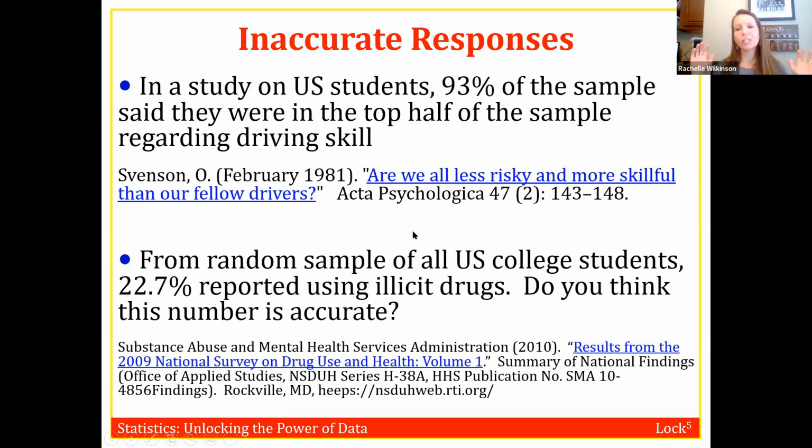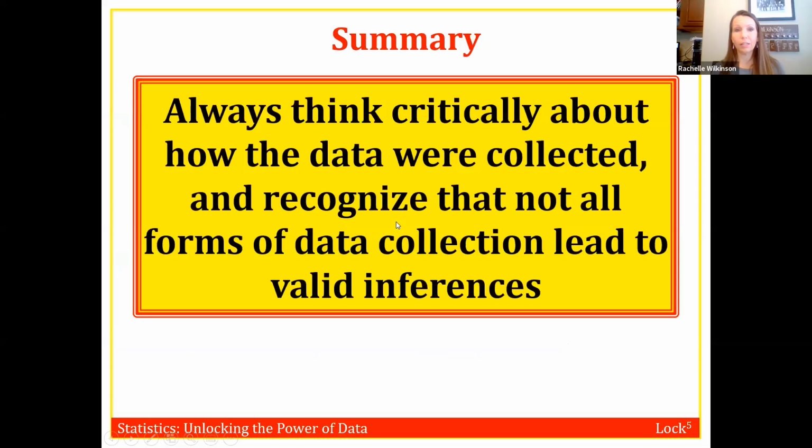So really, this is just, if you do your own survey, you need to think about these things. And if you're reading about somebody else's study that was done, ask questions, find out how did they ask the question, and did they have anything in the way that they asked the question that might cause bias? And definitely, did they have anything in the way that they collected their sample that might cause bias? So always think critically about how the data is collected.